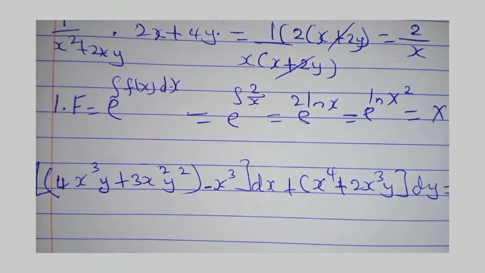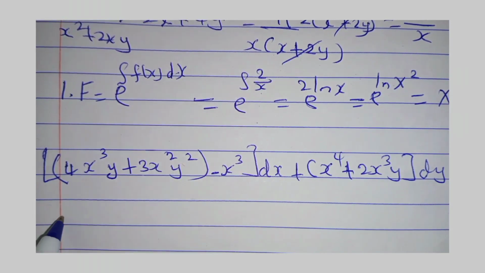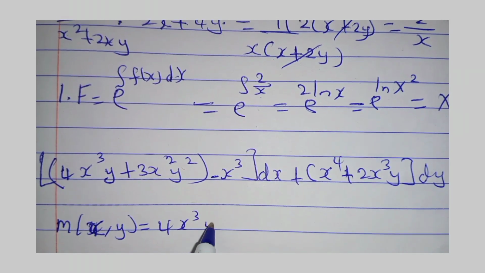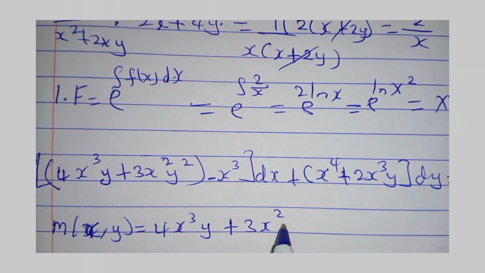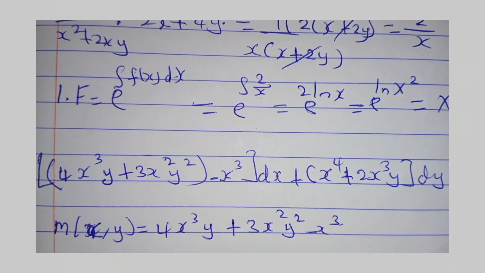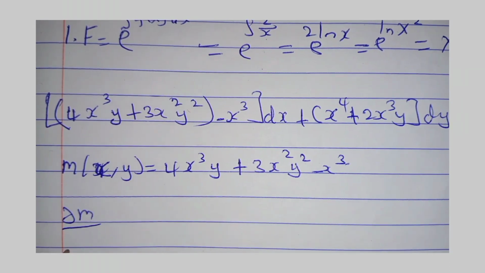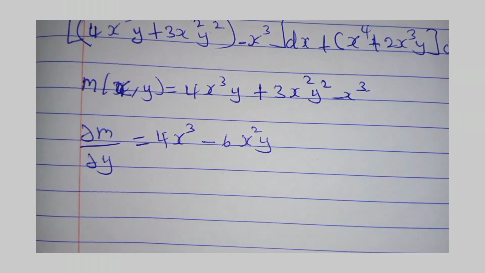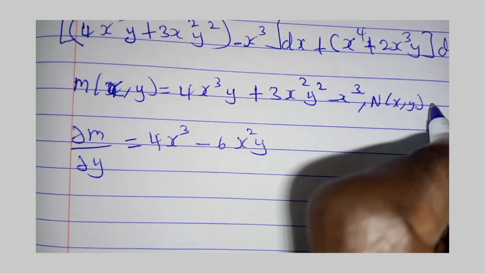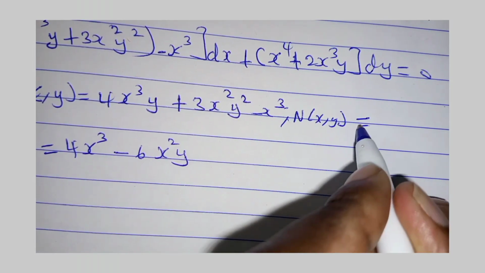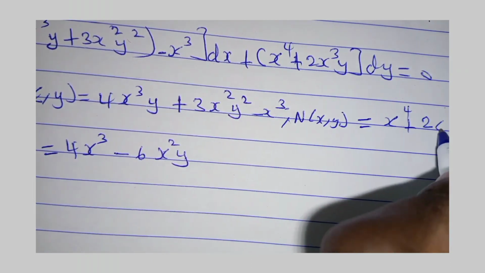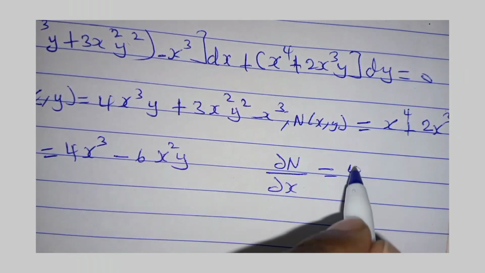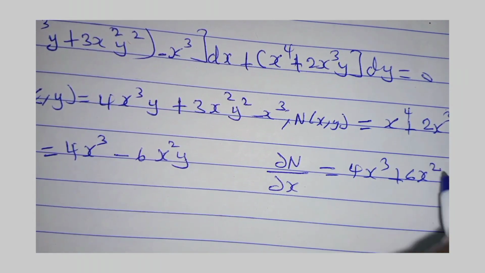After multiplying our given ODE with the integrating factor, the next thing is to check whether it has become exact. M, a function of x and y, is equal to 4x cubed y plus 3x squared y squared minus x cubed. Then the partial derivative of M with respect to y is 4x cubed. N, a function of x and y, is equal to x to the power 4 plus 2x cubed y. Then the partial derivative of N with respect to x gives 4x cubed plus 6x squared y.